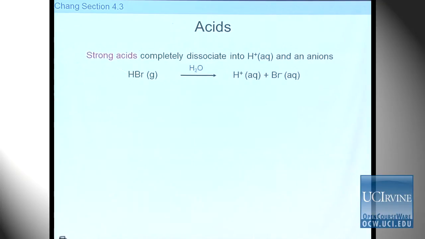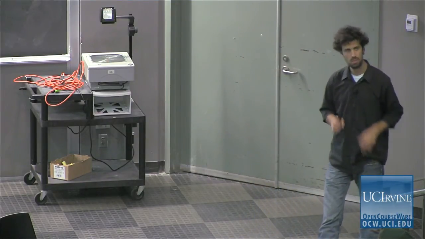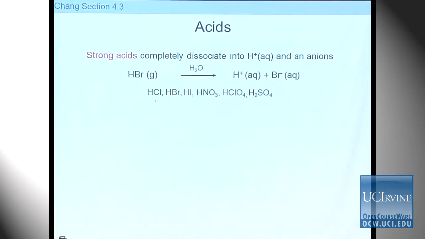There is no HBr left. Everything is split. In other words, this reaction in this direction is highly unlikely. The backward direction is highly unlikely. And we have already seen that there are six main strong acids. Okay, and here they are: hydrochloric acid, hydrobromic acid, hydroiodic acid, nitric acid, perchloric acid, and sulfuric acid. Those are the acids that are classified as strong.